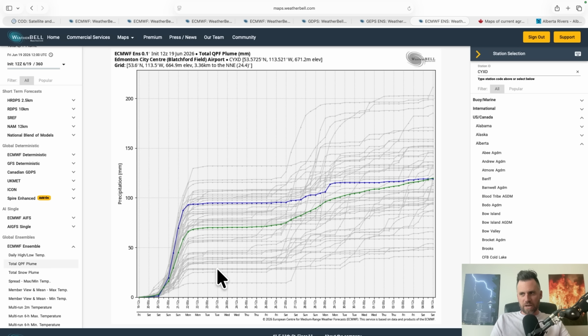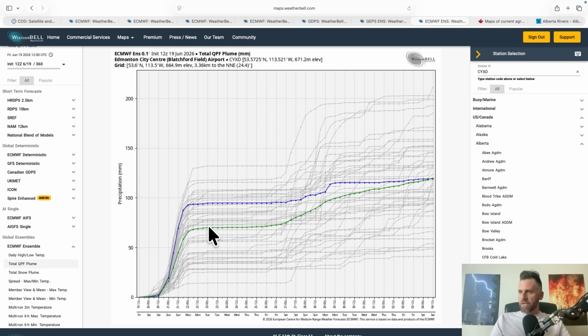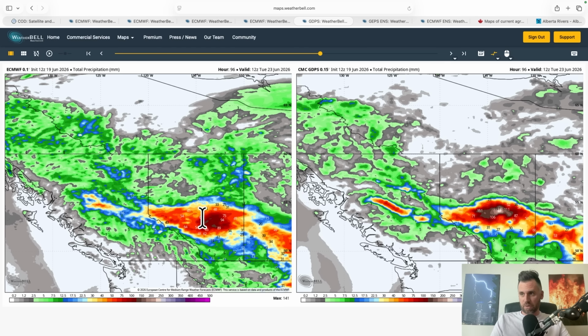We do have a clustering here below 50 millimeters, and that's sort of 40 mils. But most are in that sort of 60 to 100 millimeter range, giving us higher confidence in that outcome. The green here, of course, is the ensemble mean, which is what's showing up on the map that we saw for the European, close to 70 mils in the Edmonton area, which checks out with the green line. The blue line is over 90, and that's more in line with our deterministic outcome right here, close to 90, based on the European model.